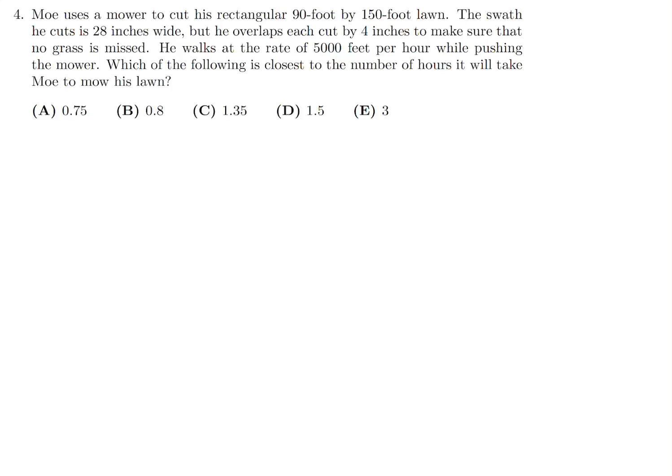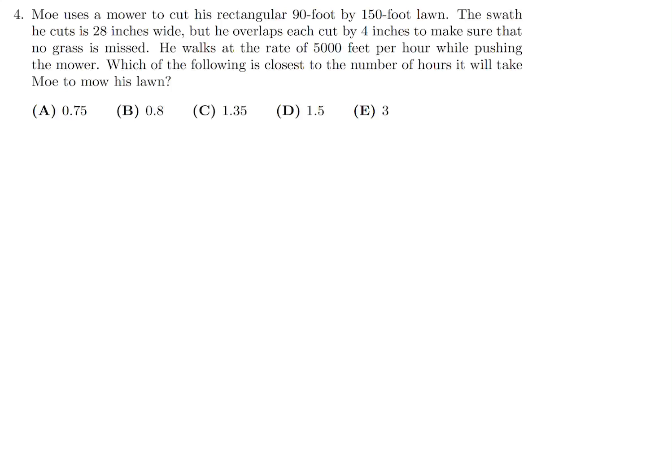Mo uses a mower to cut his rectangular 90 by 150 foot lawn. The swath he cuts is 28 inches wide, but he overlaps each cut by 4 inches to make sure that no grass is missed. He walks at a rate of 5,000 feet per hour while pushing the mower. Which of the following is closest to the number of hours it will take Mo to mow his lawn?